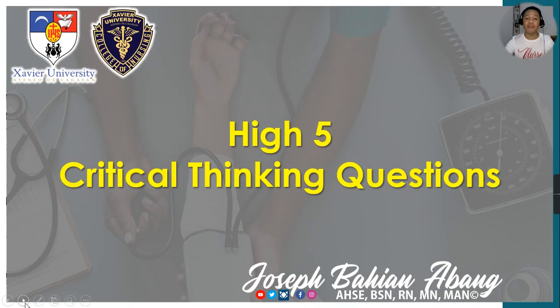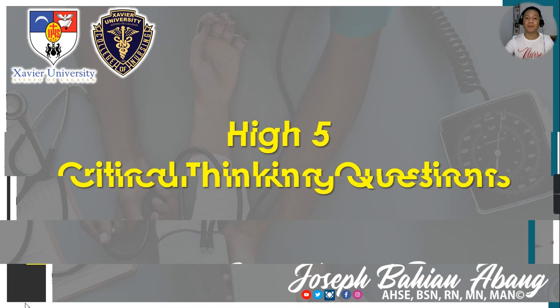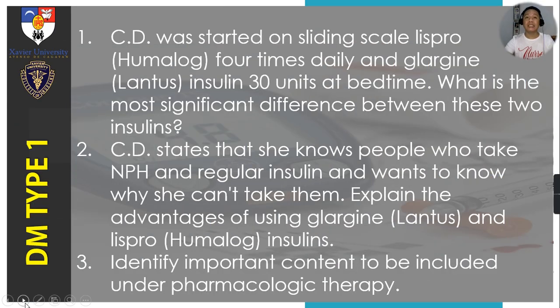Let's now have your high 5 critical thinking questions. First, CD was started on sliding scale Lispro or Humalog 4 times daily and Glargine or Lantus insulin 30 units at bedtime. What is the most significant difference between these 2 insulins?